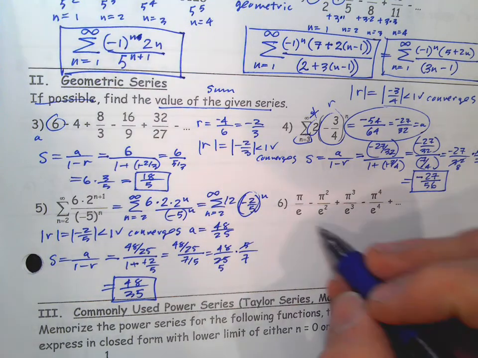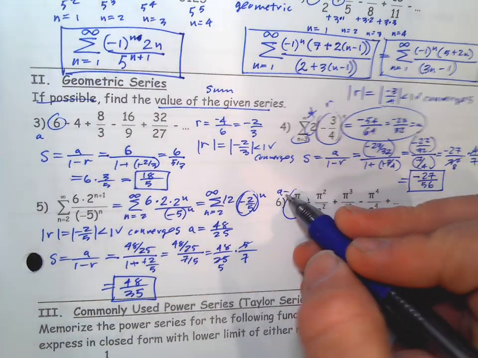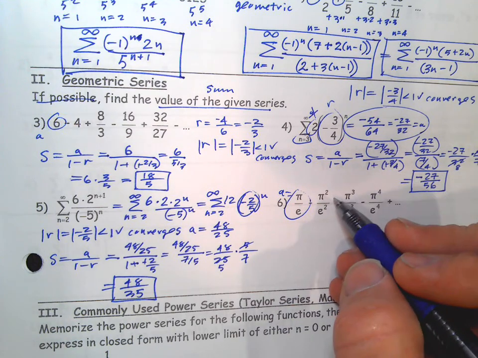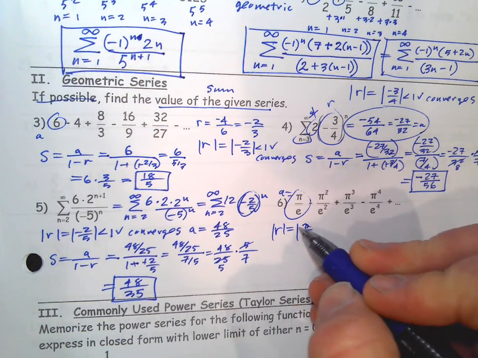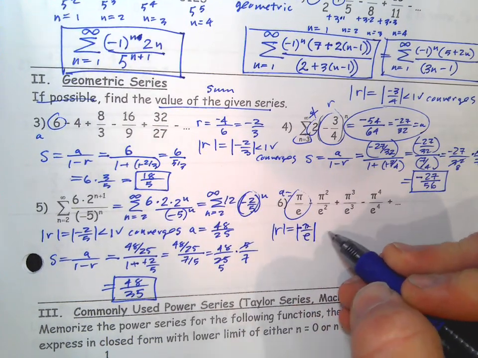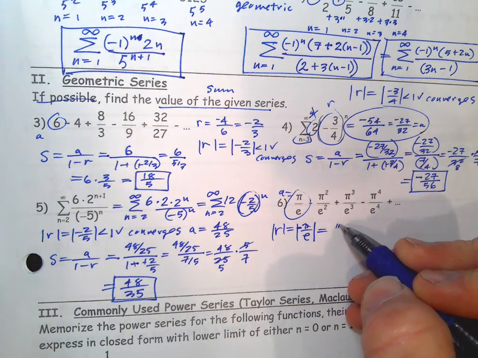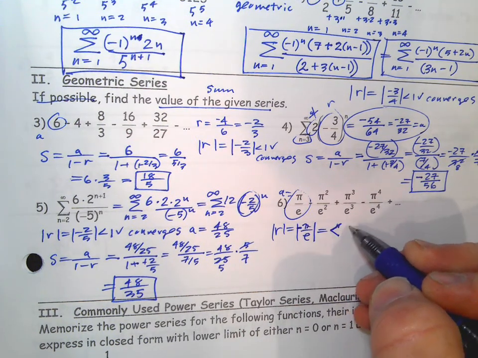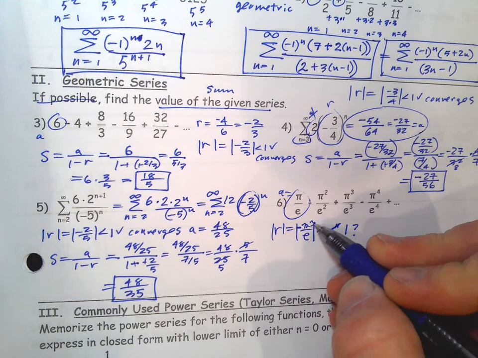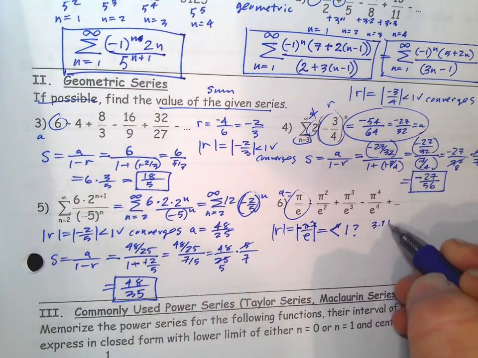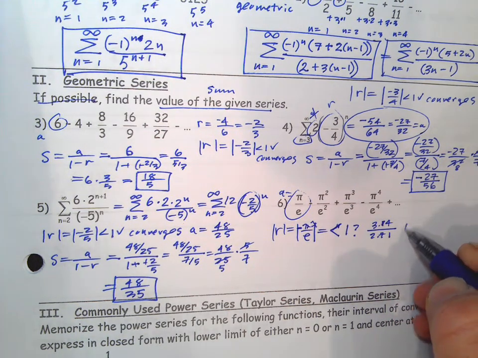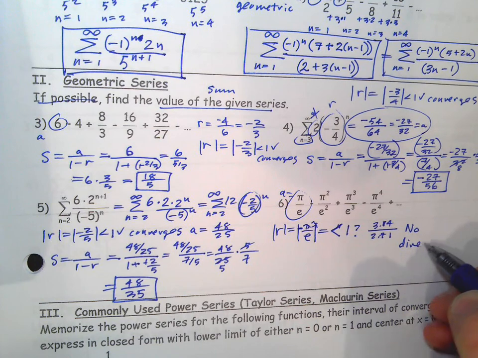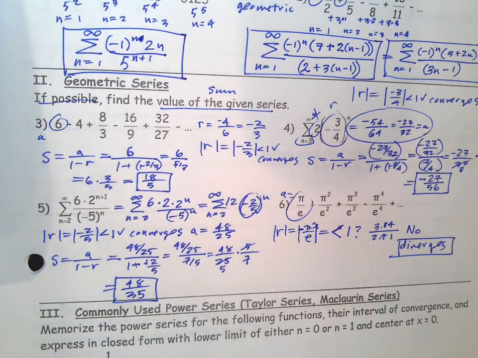Next one. This is your first term for sure. Once we're in open form, that's pretty clear. Looks like we're multiplying by negative pi over e. Don't forget the negative. And I want to see that in your work. So is that less than 1? Well, pi is like 3.14, right? And e is like 2.71. So no, this diverges. And that's what I want to see as your answer. That's it. Do not use the formula. Okay?